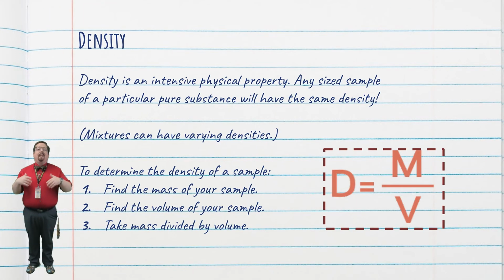You should have already had plenty of experience with density from 8th grade science, but here's a short refresher. Density is an intensive physical property. That means that any sized sample of a pure substance will have the same density as any other sample of that same pure substance. To find density, you measure the mass, measure the volume, then take the mass divided by the volume. This usually gives us grams per milliliter, or grams per cubic centimeter. We could do this with mixtures as well, but the density of the mixture will vary, depending on how much of each substance is in the mixture.